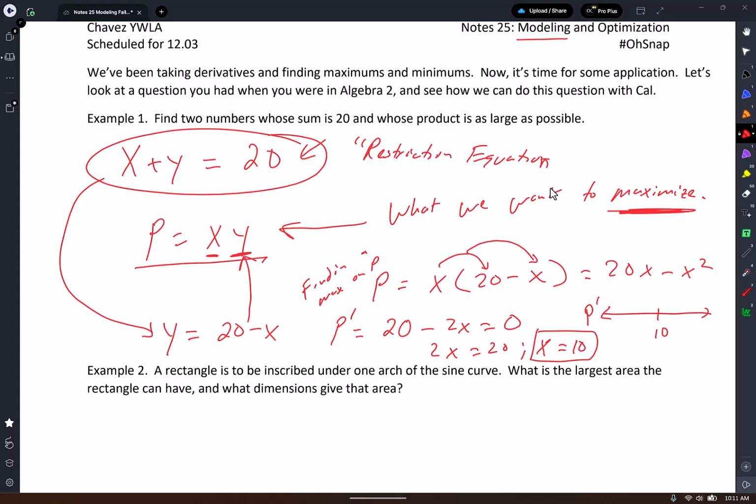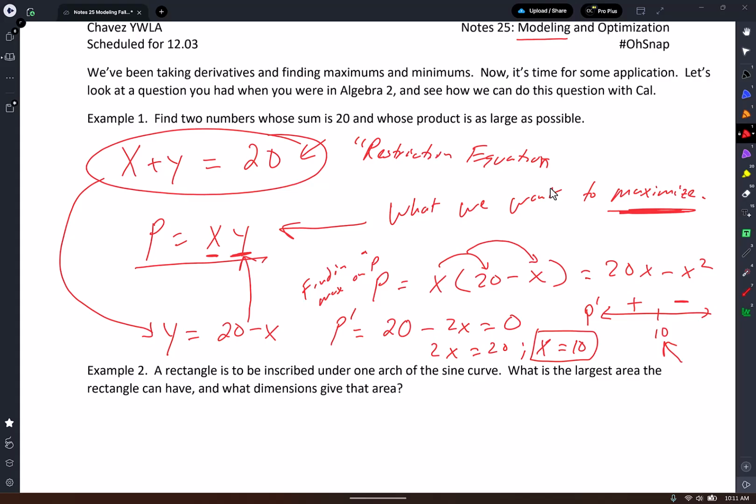If I plug in a 0, I get positive times a positive, which is positive. If I plug in a number bigger than 10, like 11 or 12, whatever it may be, let's see, where's my P prime? Right here. If I plug in 11, 2 times 11 is 22, and 20 minus 22 is a negative. So there it is. P does in fact have a max at 10.